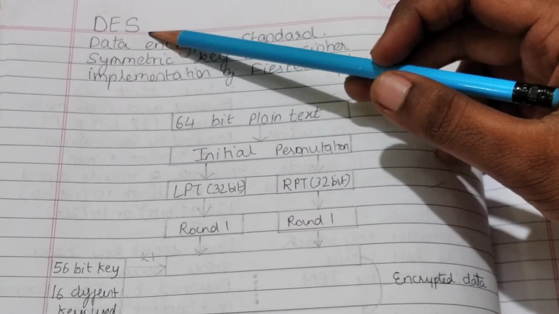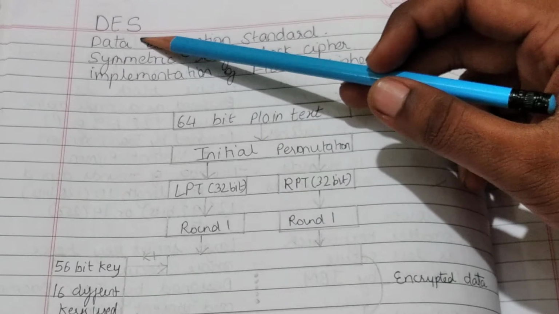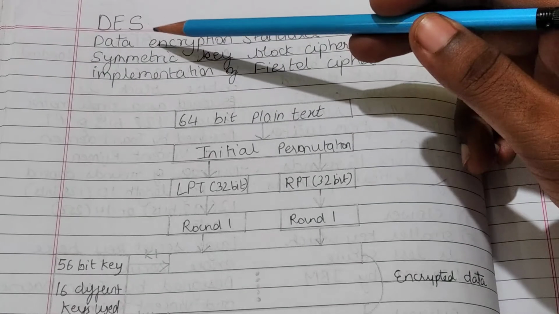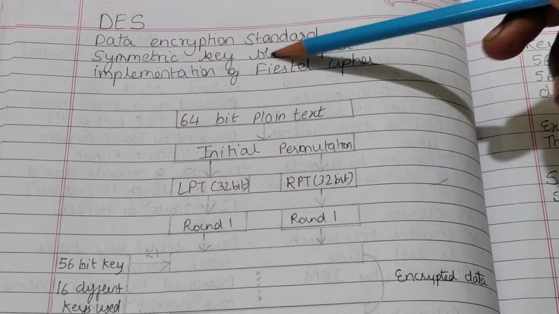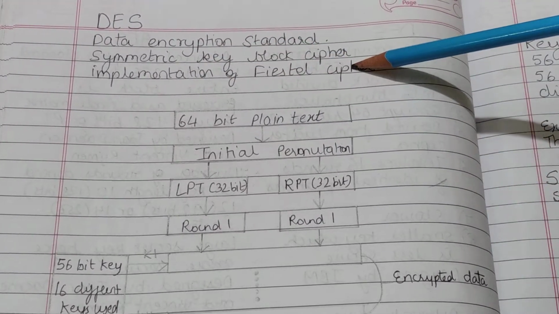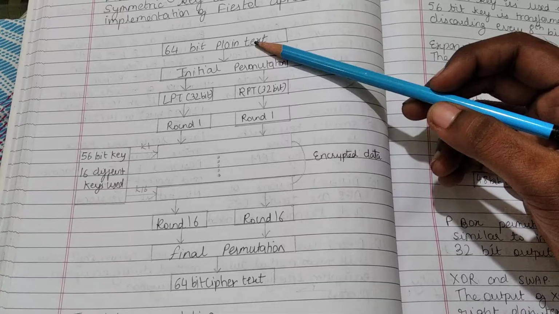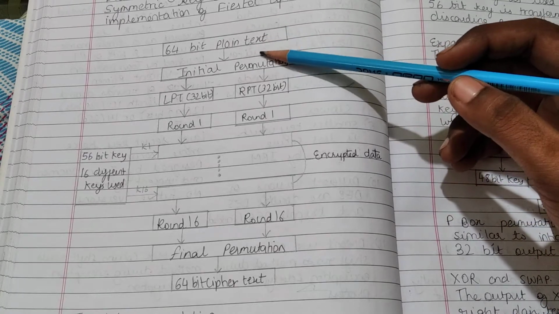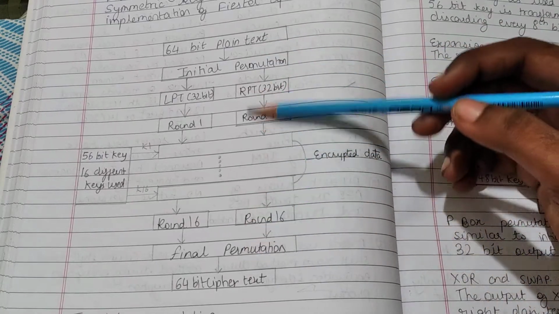DES stands for Data Encryption Standard. So it is a symmetric key block cipher. It is the implementation of Feistel cipher. So how does the DES work?